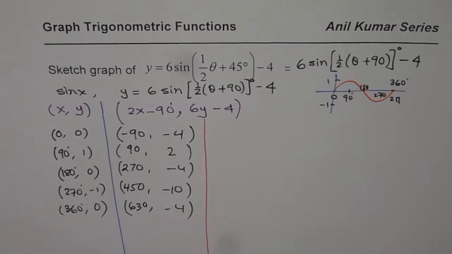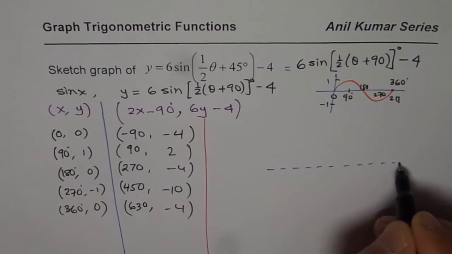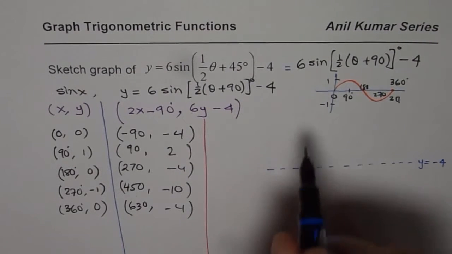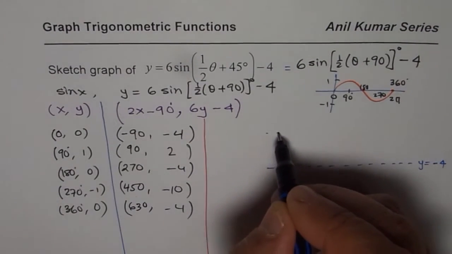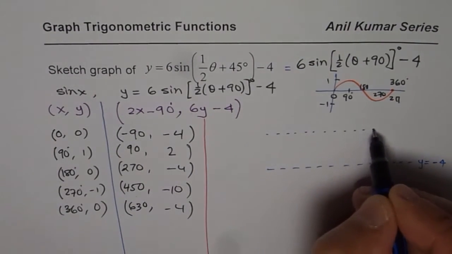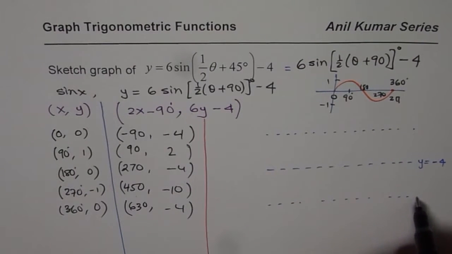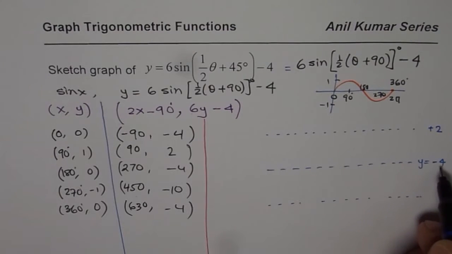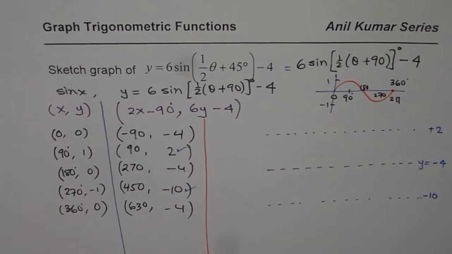So let me just draw a dotted line for my axis, right? I'm making a very rough sketch, just showing you ways of doing things. Minus 4. Amplitude is 6. That means from here, maximum will be 6 above and 6 below. Is it okay? So minus 4 plus 6 will give me plus 2, minus 4 minus 6 will give me minus 10. So it agrees, right? Maximum, minimum values, perfect, right?